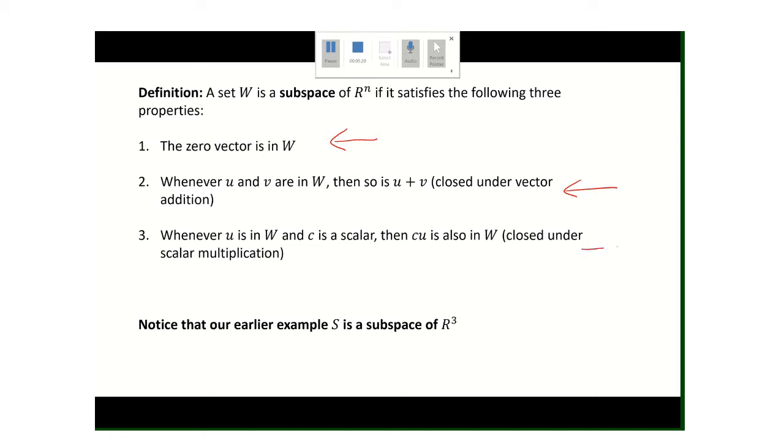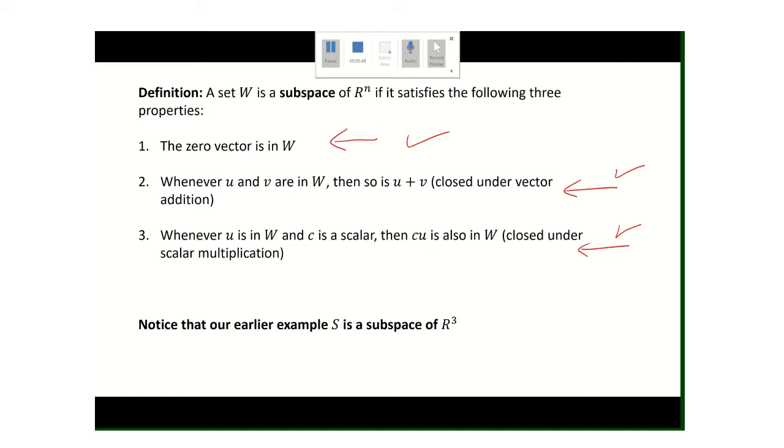The third property is closure under scalar multiplication, and that's the last thing we looked at. When you have an element of the set and you multiply it by a number, you're still in the set. It stays in the set. That's called closure under scalar multiplication. When those three conditions are met, that means that you have a subspace.